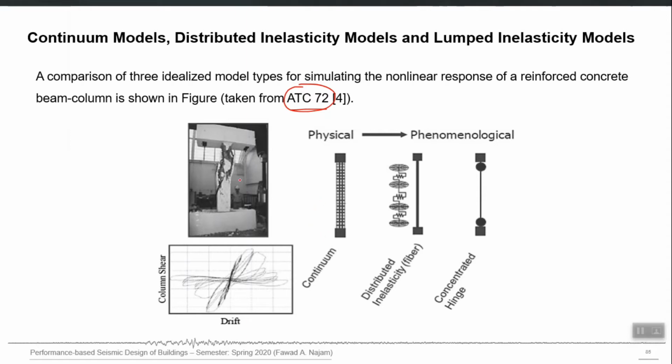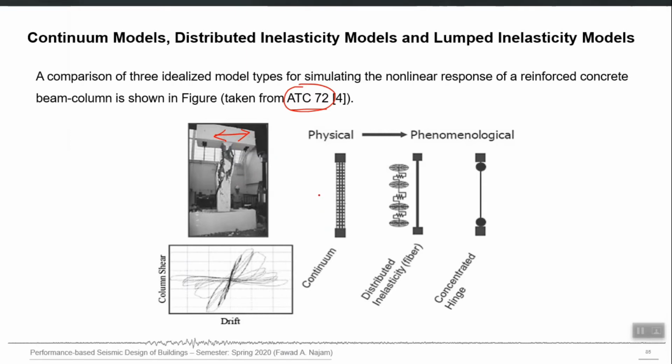So here on the left hand side you can see one column which is subjected to cycles of applied loading and unloading and reverse loading in the opposite direction. So it is applied this kind of a loading, unloading, reloading, and it has several nonlinear effects in it: concrete cracking, it can have rebar buckling or shear failure or any other failure.